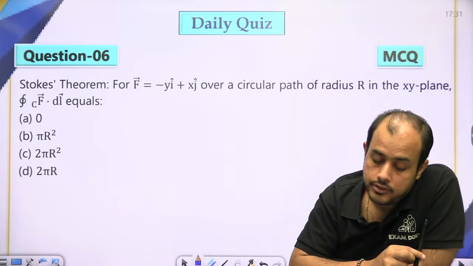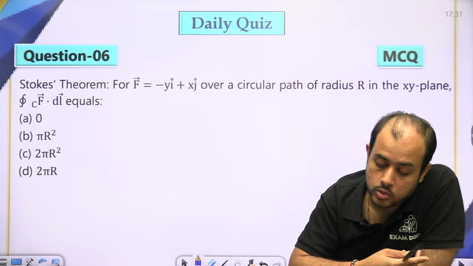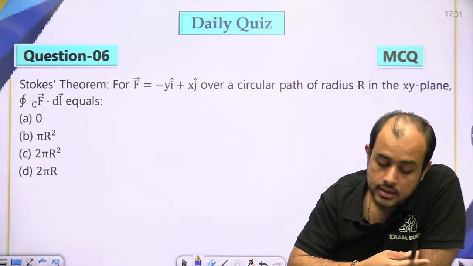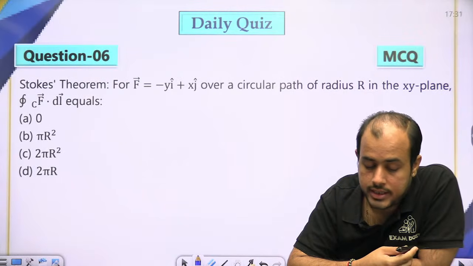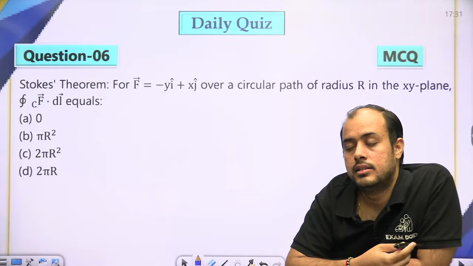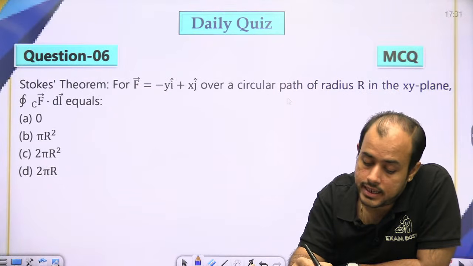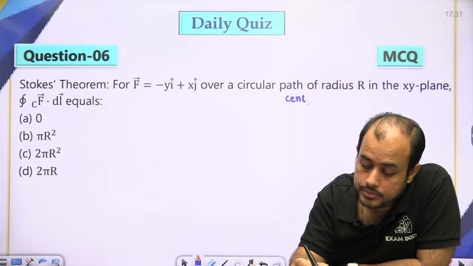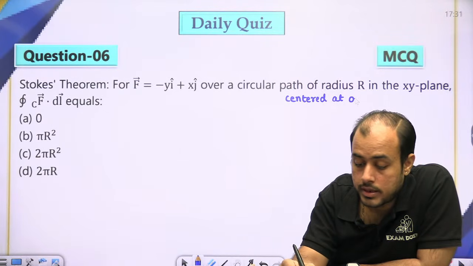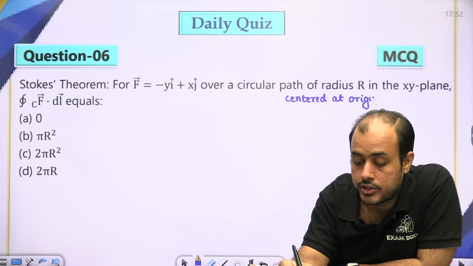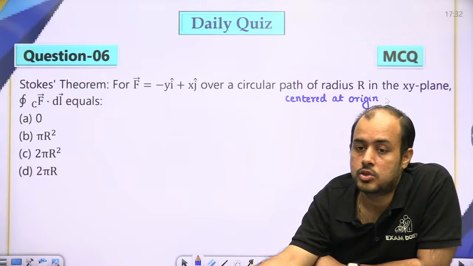Very good. For Stokes theorem beta, apply the Stokes theorem over a circular path of radius r. What is the closed loop integration of f dot dl over a closed path circle of radius r centered at origin? ये भी बोल दिया it is centered at origin. Find the closed loop integral using the Stokes theorem.